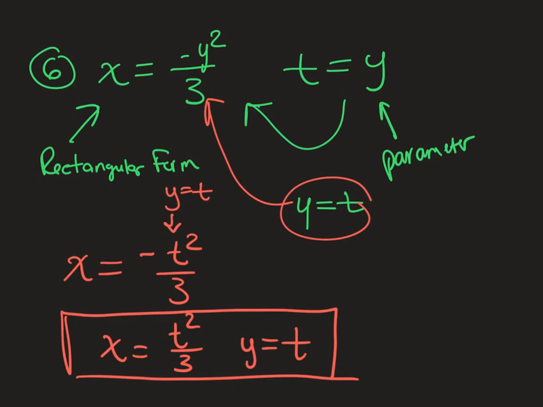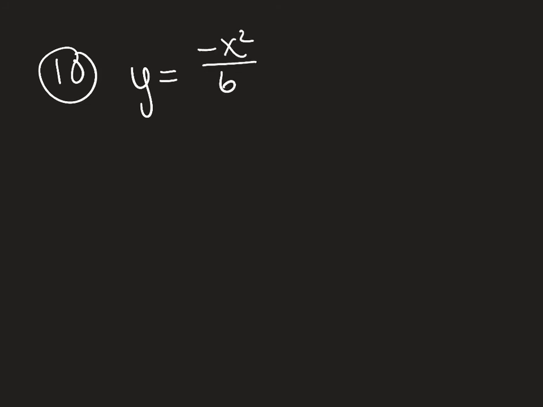Let's try number 10 on the practice worksheet. So number 10 says y equals negative x squared over 6. So this is my rectangular equation because it has the x and the y in it. And then my parameter, I know it's my parameter because it says t equals, is going to be negative x over 2 plus 1/2. This is my parameter.